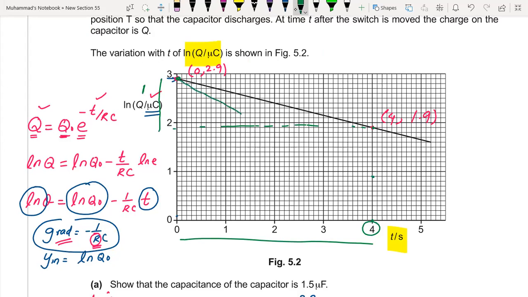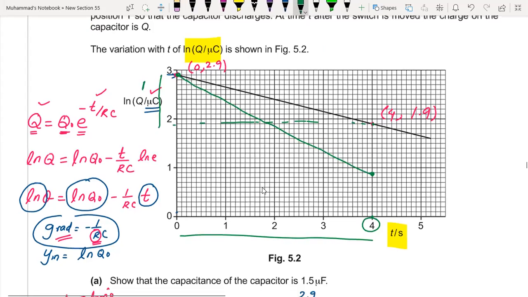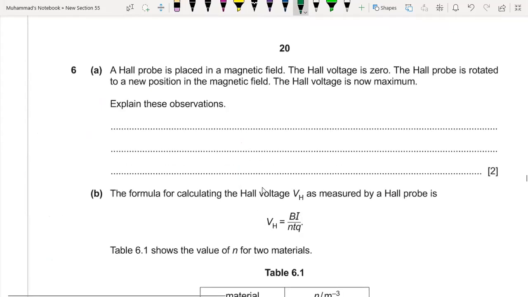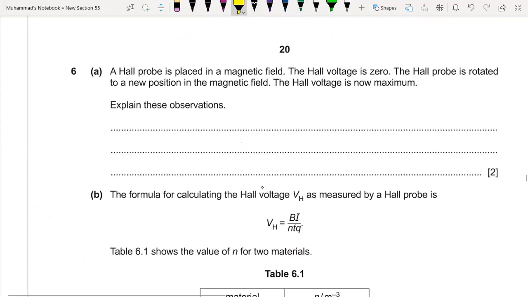So you will have to draw this line. The gradient is double, initial value is same. So you have to draw that. Let's move towards question 6. A Hall probe is placed in a magnetic field. The Hall voltage is 0. The Hall probe is rotated to a new position in the magnetic field. The Hall voltage becomes maximum. So initially, we have to explain the observation behind that.